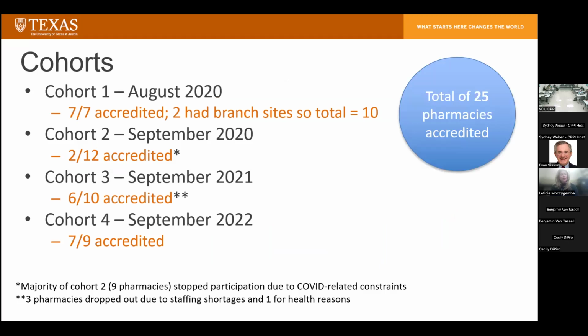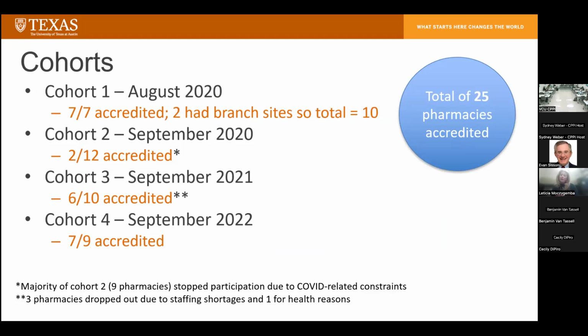So this slide summarizes our cohorts. Over the course of our grant, we had 4 cohorts, and collectively we facilitated accreditation for about 25 pharmacies. This was our cohort 1. A couple of the sites had branch sites, so it was a total of 10 pharmacies.